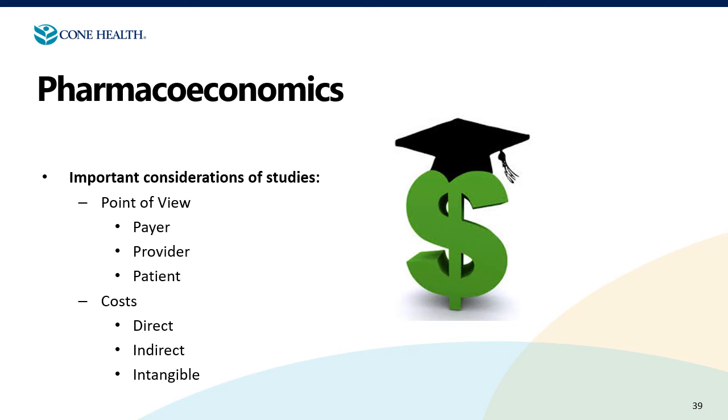And then in addition to those points of view, the costs that we look at in pharmacoeconomic studies are also very important. Obviously, there's always direct costs. What's the exact cost of the drug? What's the exact cost of the test that the patient or the insurance is going to have to pay for? But then there are a lot of indirect costs, as well as intangible costs, costs that we just can't truly measure. And we'll discuss some of these moving forward.